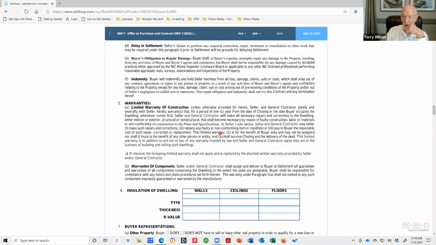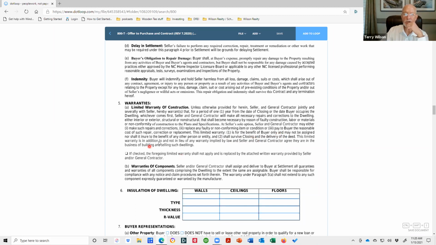It is a limited warranty. It's for the benefit of the buyer only, and it cannot be assigned. In other words, if the buyer sells the house, then the warranty ends. If the buyer dies, then it will not benefit their heirs. It is for the person that bought the home. It will survive closing and the delivery of the deed. This statement is what allows the warranty to go for a year because it survives closing and deed recordation.